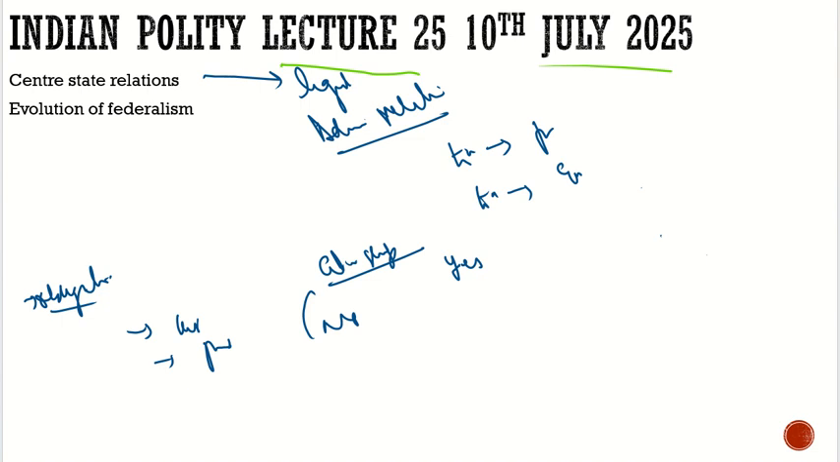So this is how it is understood, that it is the obligation of the state to accept the law and implement it in their particular territories. Similarly, I will give you another example.